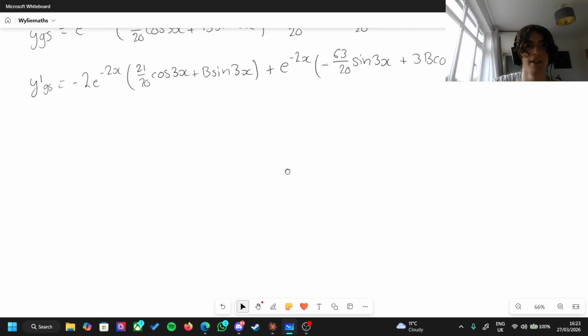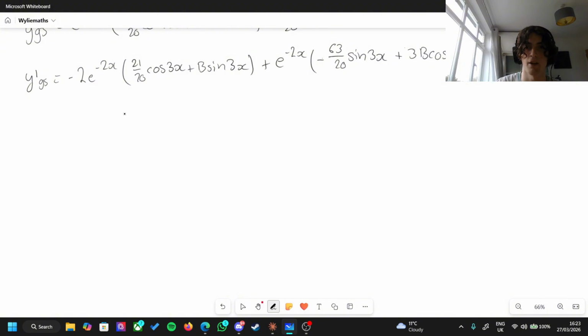We now substitute in 0 for x, and this is where a lot of the magic is going to happen. So y dash of 0 is equal to minus 1, which is equal to our substitution. So again, minus 2 times x is 0, e to the 0 is just 1, times minus 2 will give us minus 2 times this bracket. So we have 21 over 20 cos of 0, which is just 1, so we can leave that as 21 over 20, plus b sine of 0. Again, that's going to completely cancel out, so we have no term there, leaving that term as that.